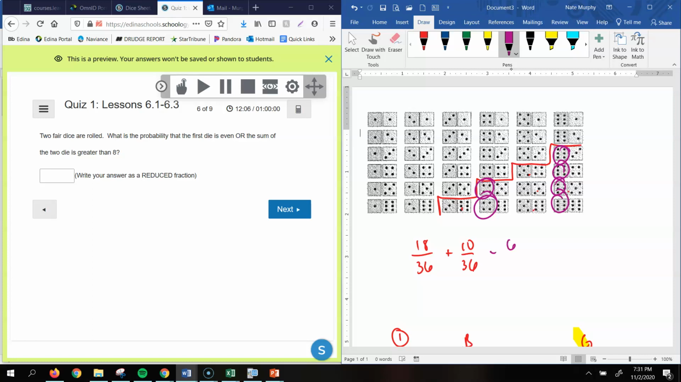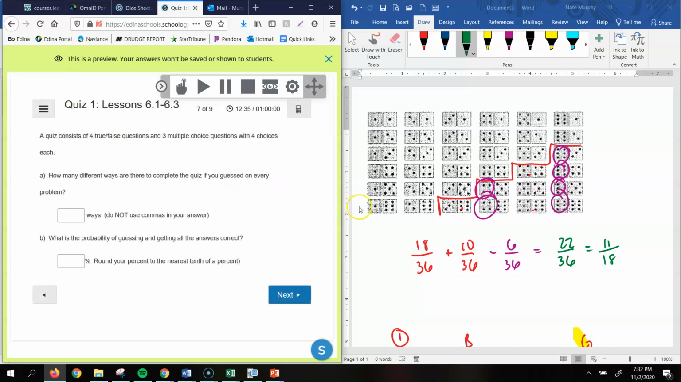We counted those twice, so we have to subtract that. If you didn't subtract that, you lost half the points. So when we add these together, 18 plus 10 minus 6 gives you 22, so we'd have 22 over 36. It says to write our answer as a fraction in reduced form. I see that 2 goes into those, so it reduces to 11/18. That would be your answer for number 6.